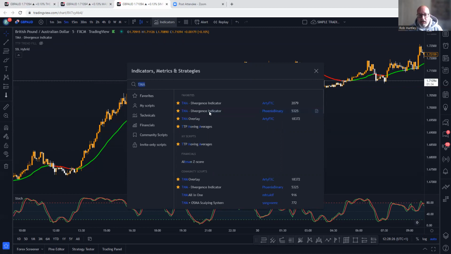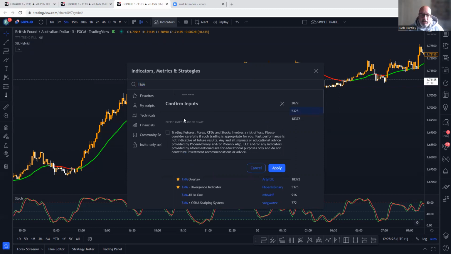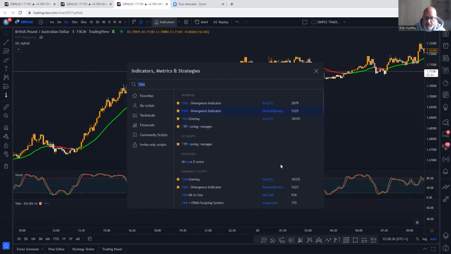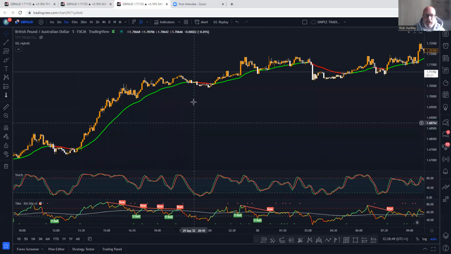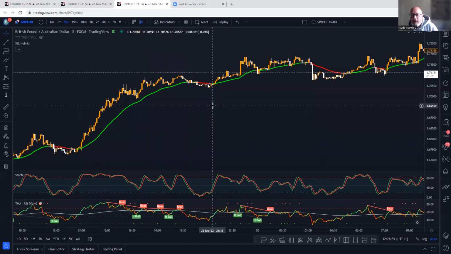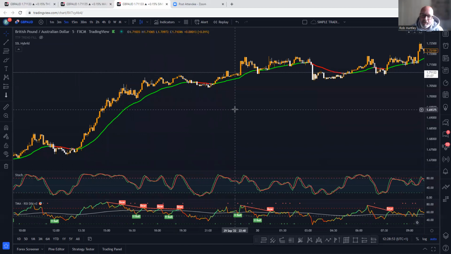So when you click on that, it comes up with this: confirm inputs, please agree to add to the chart. As a kind of disclaimer, you just need to tick that box there, click apply, and then you get this indicator added to your chart. So the problem is, obviously, if you start adding loads of indicators in the bottom section, that squishes the price chart up. But to be honest, we're just looking at the 5-minute time frame, so it doesn't matter too much.